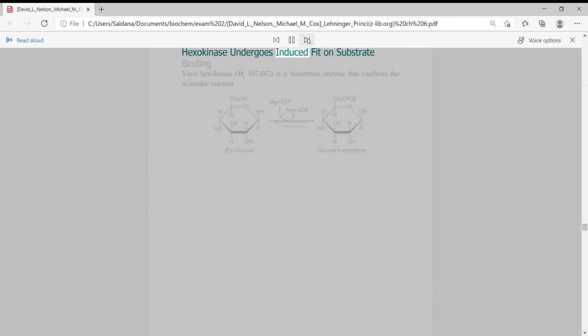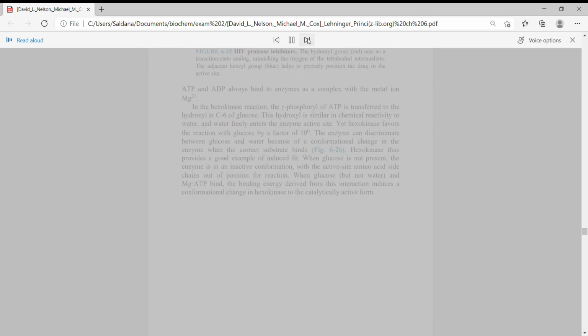Hexokinase undergoes induced fit on substrate binding. Yeast hexokinase, Mr 107,862, is a bisubstrate enzyme that catalyzes the reversible reaction. ATP and ADP always bind to enzymes as a complex with the metal ion Mg2+. In the hexokinase reaction, the gamma phosphoryl of ATP is transferred to the hydroxyl at C6 of glucose.